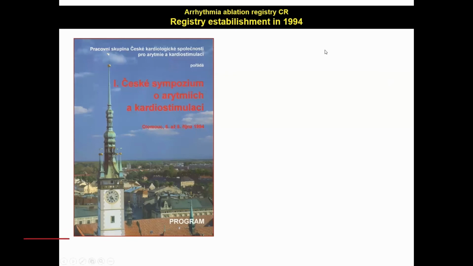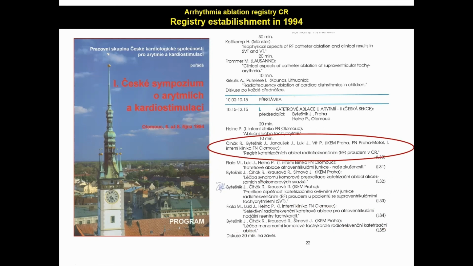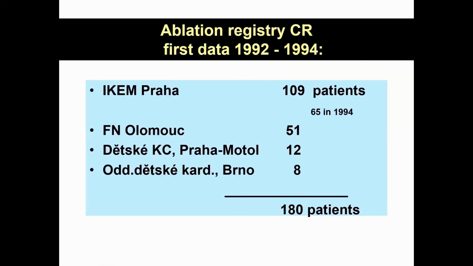As is mentioned in the title of this presentation, the registry was established in 1994 during the first Czech symposium on arrhythmia and cardiac pacing, which was held in Olomouc. At the time, 3 or 4 centers were reporting about their ablation results for the first time. These centers were ICEM, Olomouc, and 2 centers for the pediatric population: one in Prague Motol, and another one in Brno.